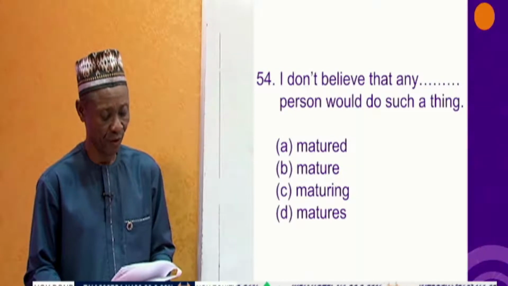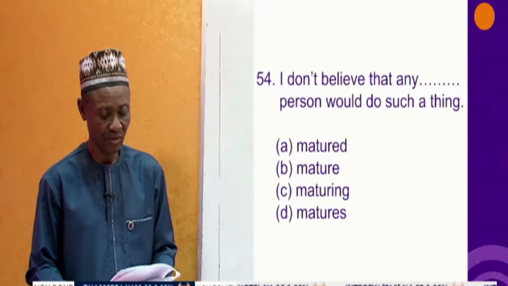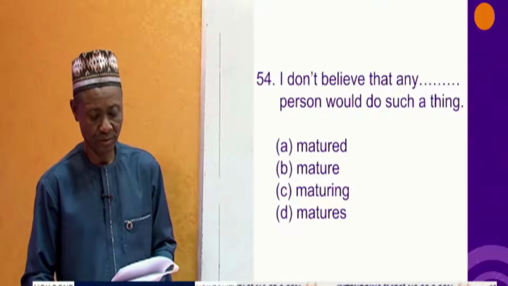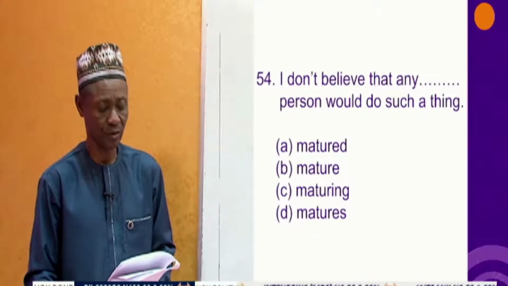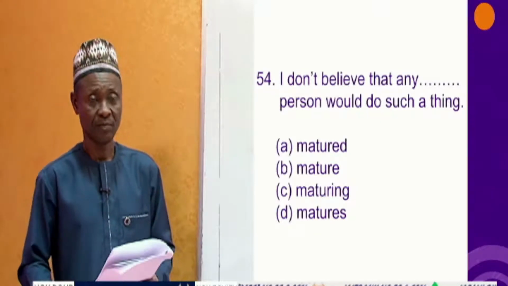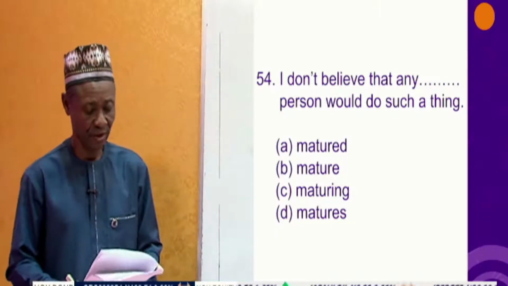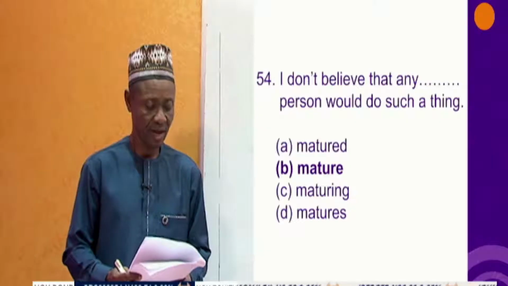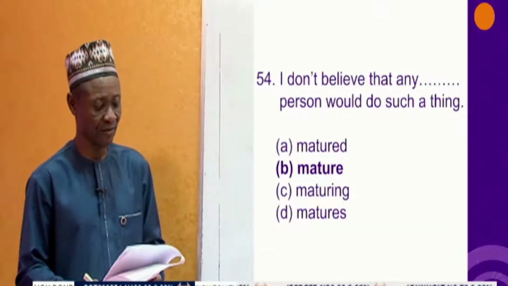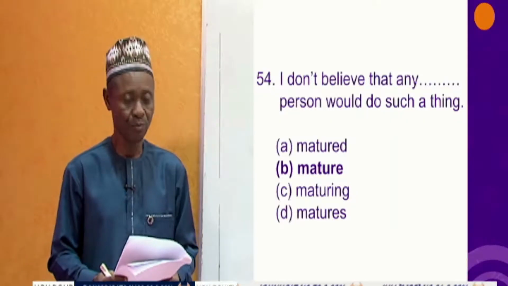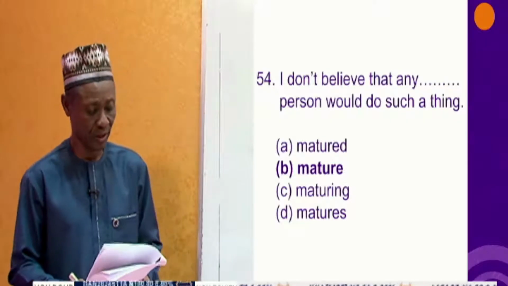Question number 54. I don't believe that any dash person would do such a thing. Options are A, matured. B, mature. C, maturing. D, matures. The appropriate answer, which is an adjective there as it is used in this context, is option B, which is mature.